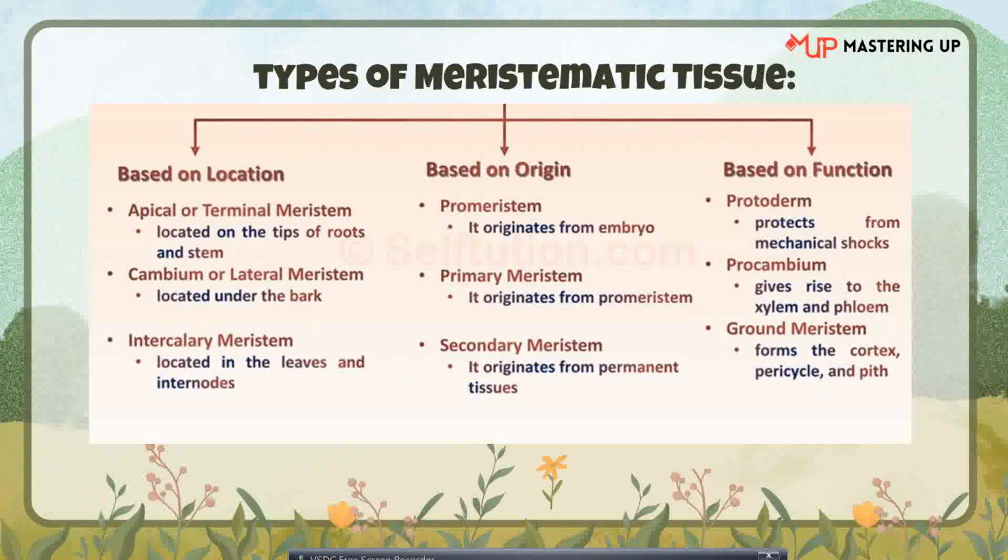Now based on origin, they are promeristem, primary meristem and secondary meristem. The promeristem originates from the embryo, the primary meristem originates from the promeristem, and the secondary meristem originates from the permanent tissues. Now based on function: protoderm, procambium and ground meristem. Protoderm protects from mechanical shock, procambium gives rise to xylem and phloem, and ground meristem forms the cortex, pericycle and pith. We will also discuss these other types of meristematic tissue later.